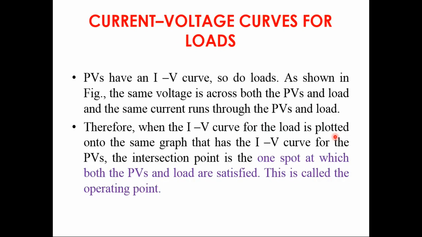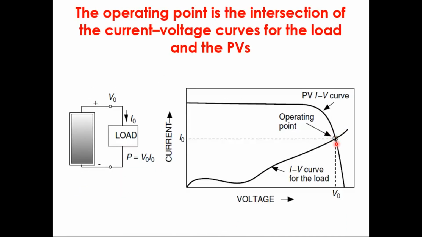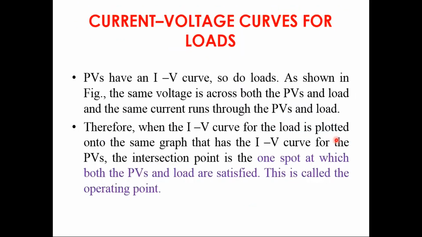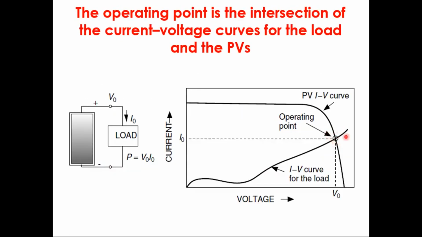So let's begin. Photovoltaics have an IV curve, and so do loads. As shown in the figure, the same voltage is across both PV and load, and the same current runs through the PV and load. Therefore, when the IV curve of the load is plotted on the same graph as the IV curve of PV, the intersection point is the one spot at which both the PV curve and the load curve are satisfied. This is known as the operating point.